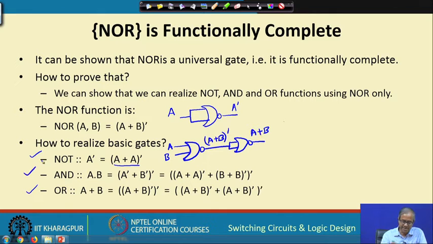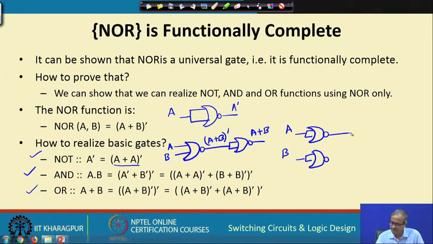Now, AND structure is again similar to OR. So, what you do? You start with two NOT gates with the two inputs connected together, A and B. So, here you have A bar, here you have B bar. Then you connect them together using another NOR gate. You will be getting A and B.